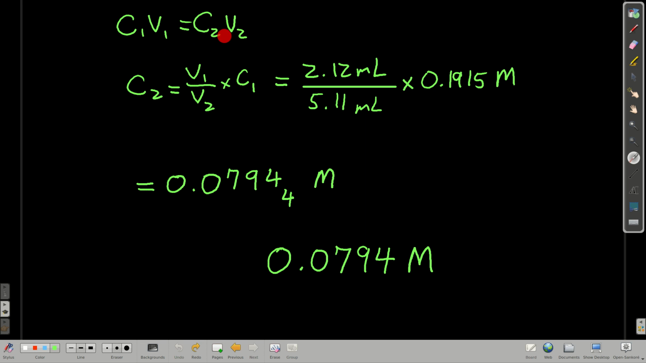So the dilution equation, in this case, what we want is the concentration after dilution. So that's C2. We rearrange this. Check my algebra. We get V1 over V2 times C1. And all we have to do now is plug in. We didn't have to change the units of the volumes because they were the same, both in mils, right? So we took 2.12 mils of the stock solution, that's our V1, and diluted it to 5.11 mils. That's our V2, final volume. And C1 is the initial concentration of the stock, in this case, 0.1915 molar. Plugging in, we get 0.0794 molar for the concentration of the diluted solution.